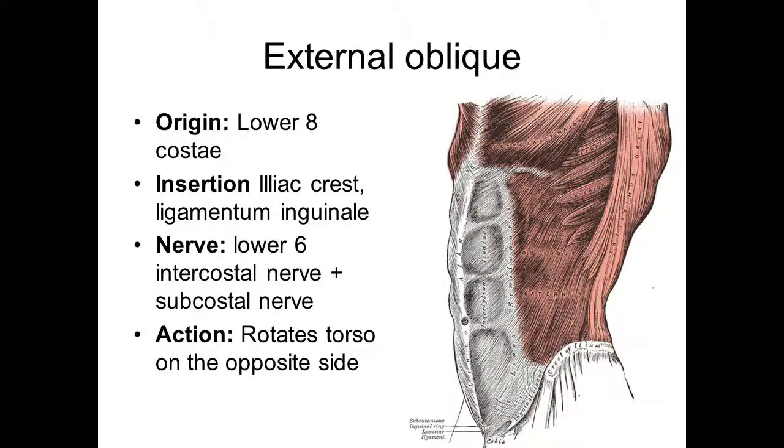The external oblique. Origin, the lower 8 costals. The insertion is the iliac crest and the inguinal ligament, and its action is it rotates the torso to the opposite side.